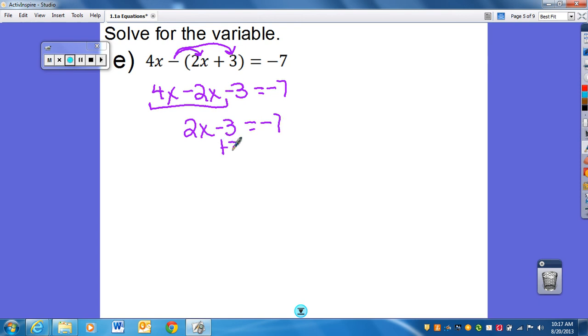Now we'll do the opposite operation. We're going to add 3 to both sides. So we have 2x is equal to negative 4. And then we divide both sides by 2, and our final solution is x is equal to negative 2. Again, you can substitute the value in and check your final solution.